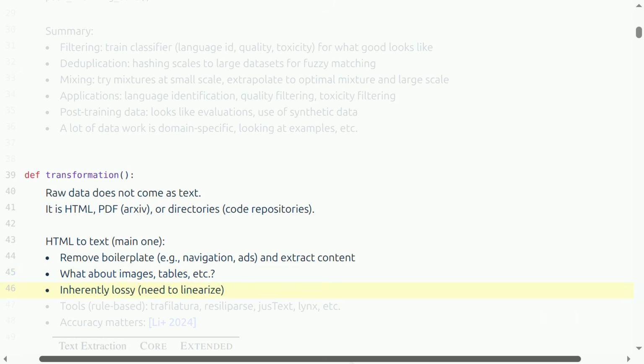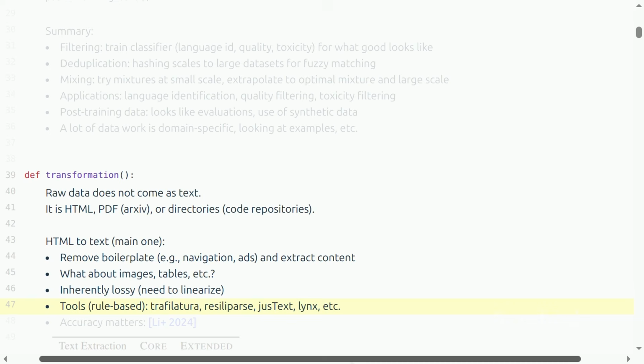So inherently, this is a lossy process because you need to linearize HTML, which is either hierarchical or visual, if you think about the rendered output, into a sequence of tokens. In particular, tables are a bit tricky to deal with. Simple tables you can render using Markdown. But if you have nested tables, then that becomes quite challenging. You have to give up at some point or approximate at some point.